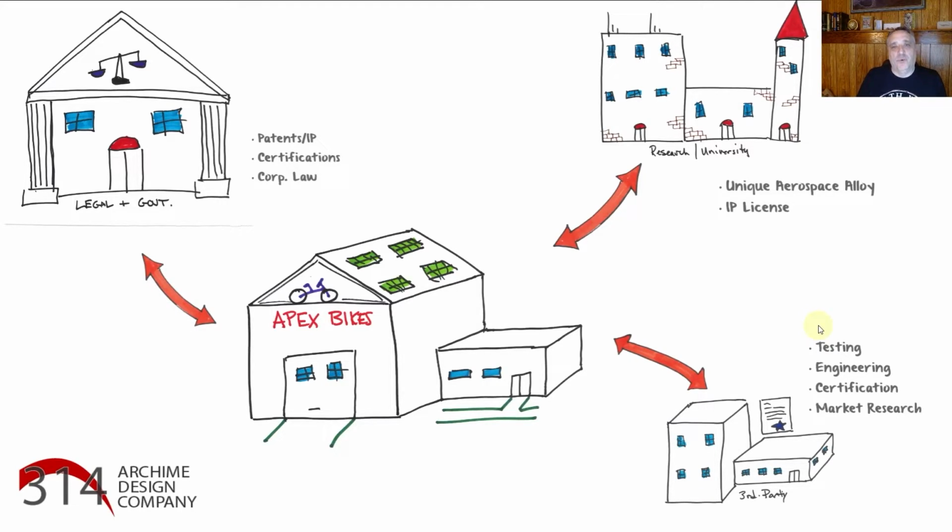So I think it's important here that you have any kind of relationship or thing that you think you need from a third party when it comes to testing, engineering, certification, market research, marketing, maybe patents, certifications, corporate law, working with any research partners. Put a post-it note and write down who they are, who you think they are, or if you're missing somebody that you would need to have.